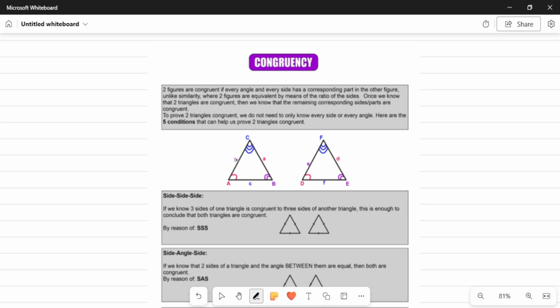Now, the best part of congruency is that you don't always need to know every side or every angle, right? So we can discuss the different conditions that we can use to prove two triangles congruent. First condition, if we know three sides of one triangle are congruent to three sides of another triangle, this is enough to conclude that both triangles are congruent. So if I can prove that three corresponding sides from two triangles are the same, then I can prove the triangles to be congruent. And the beauty of it is that I can prove that every angle in one triangle is equal to every angle in another.